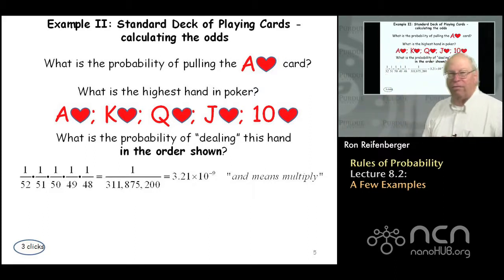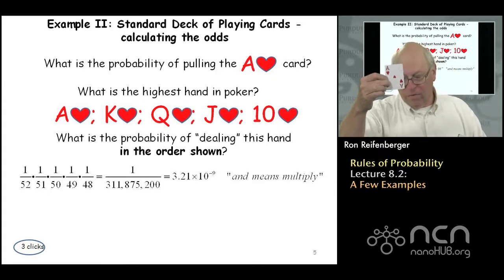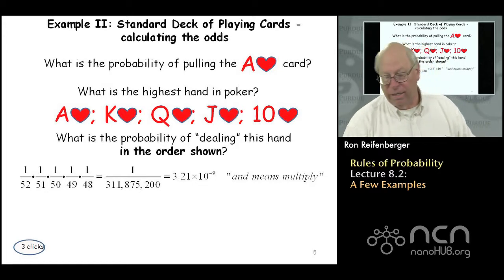Well, that's going to be 1 out of 52, right? So there's the top card. Well, it's an ace of hearts. So I was pretty lucky. That was 1 out of 52 chances I would get that right.